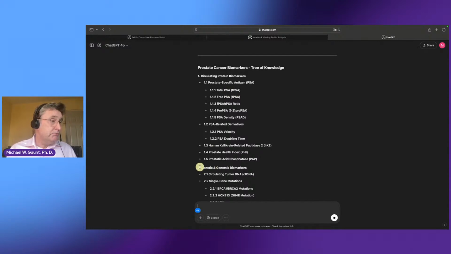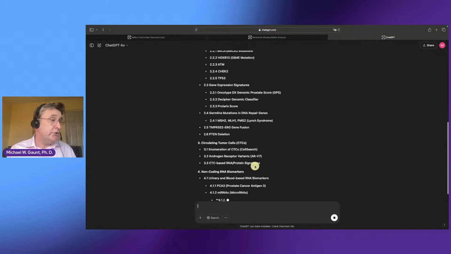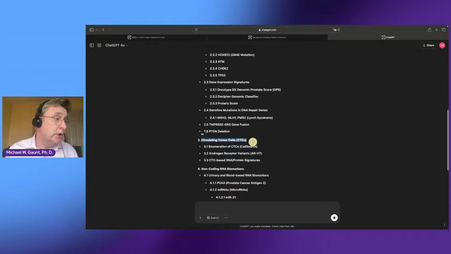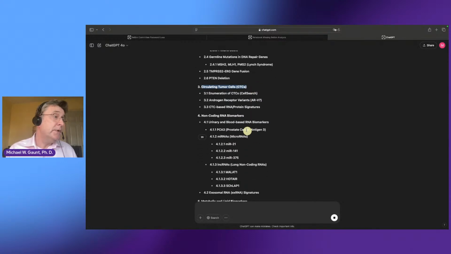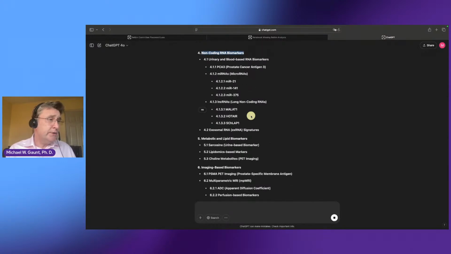Here is the second category of biomarker, and it's simply going to go through each category. This is a very important category of biomarker, by the way. Circulating tumor cells. This is a very bad biomarker for prostate cancer, or any cancer for that matter. Category 4, non-coding biomarkers. These are advanced biomarkers. So it's given us a very comprehensive list.